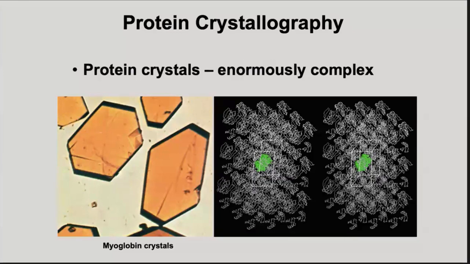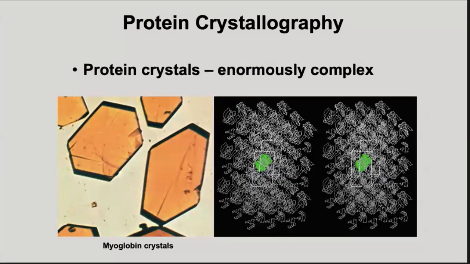Determining the three-dimensional structure of proteins was quite another matter. Nobody really realized this at the time. They kind of knew what a protein was. They knew that it was a string of amino acids. They could get some proteins to crystallize, like the myoglobin crystals that you see here on the left. But I don't think anybody really had any appreciation for just how complex the internal structure of a protein really is until they started to try to solve them by X-ray crystallography.